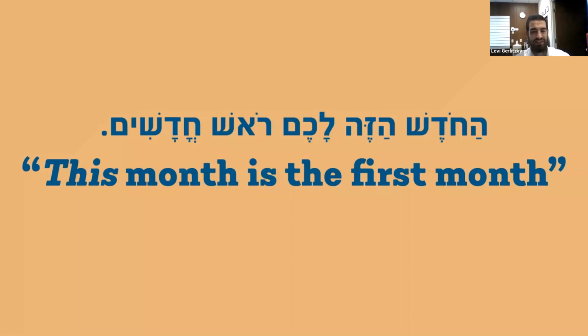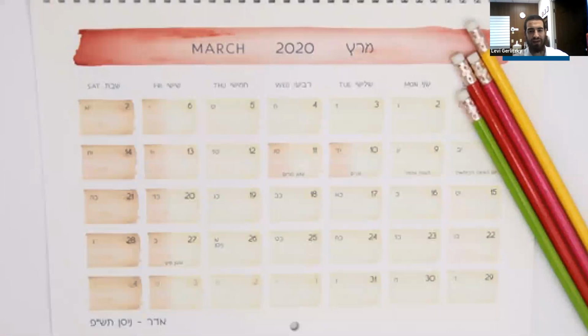So there are so many details included in a verse that just says, this month is the first month. But it means set up a calendar system, and God explained to Moses how to do it, right? That's the commandment of having the Jewish calendar.